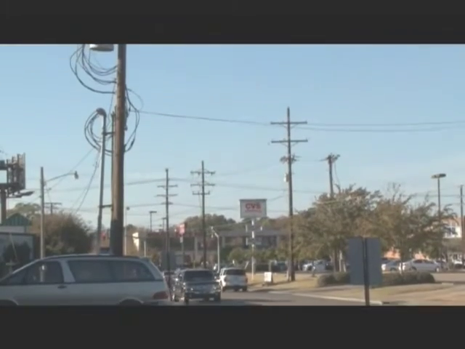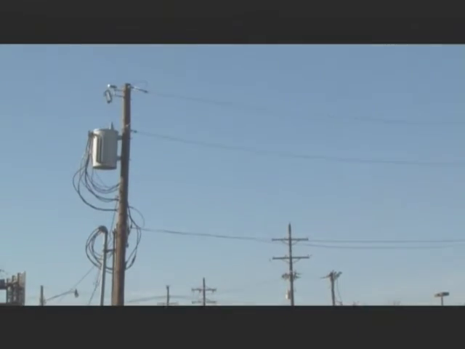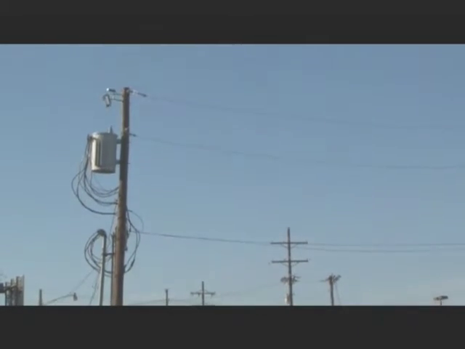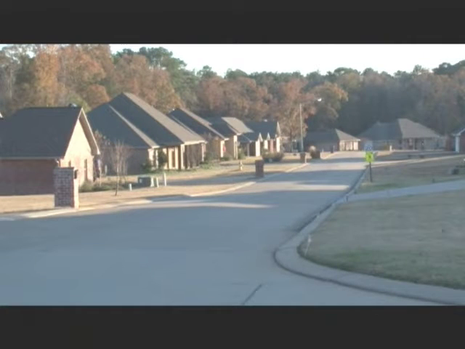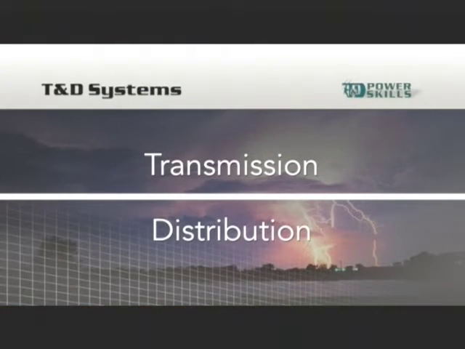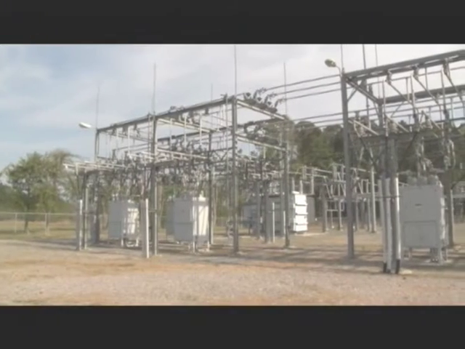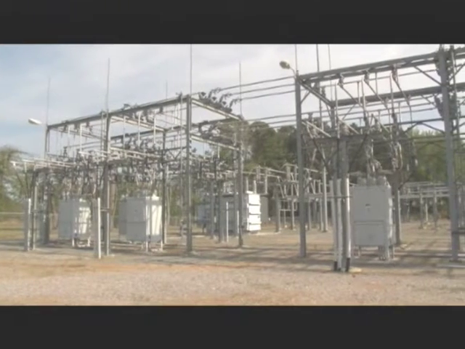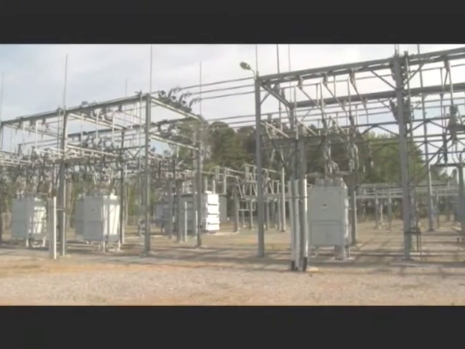On the distribution side of the system, we have power delivery on the retail level. We're sending power in smaller quantities to many different locations, delivering it to the end-use customer. Between these two functional levels of the system, we have the substation. It's a clearinghouse where wholesale meets retail, where transmission meets distribution.